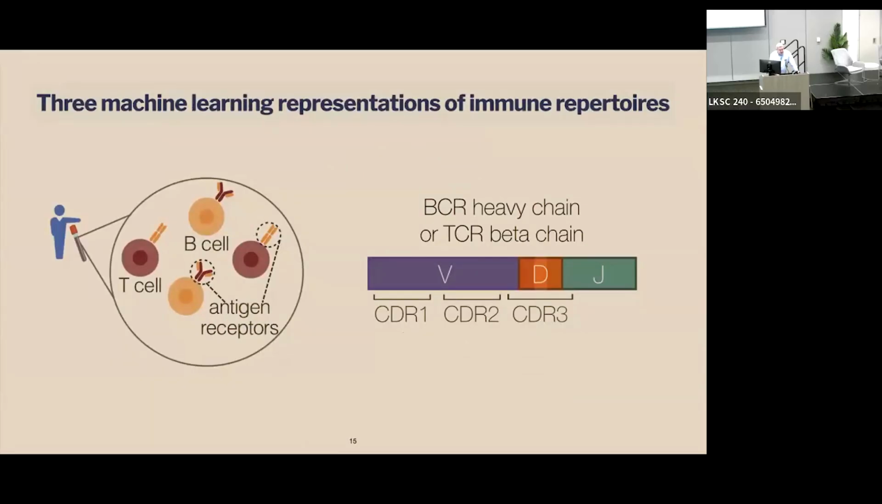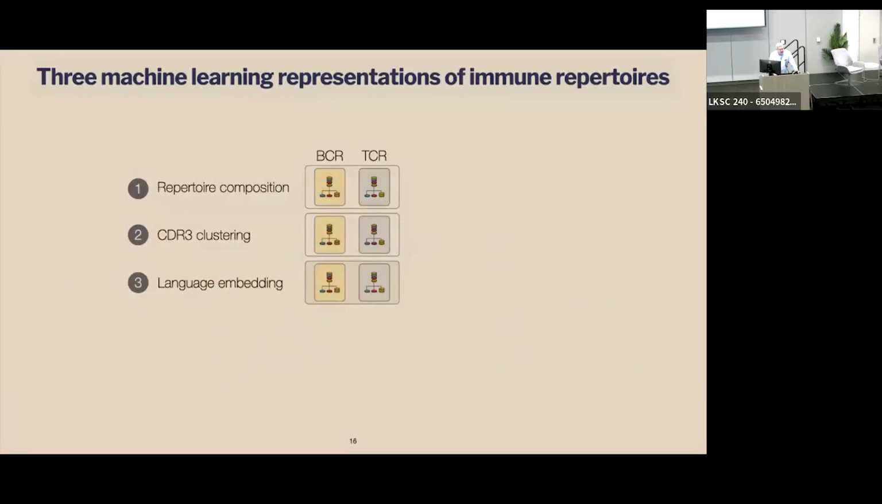So the key form of data, we're basically amplifying the heavy chain genes from the B cells and the TCR betas from the T cells. And they all have this sort of structure of having a variable region, a diversity region, and a joining region that make up the part of the antibody or TCR that really determines the specificity of what it's going to bind. So this is where all the informative aspects are really locked in. And here are the 3 models that we used in this machine learning approach.